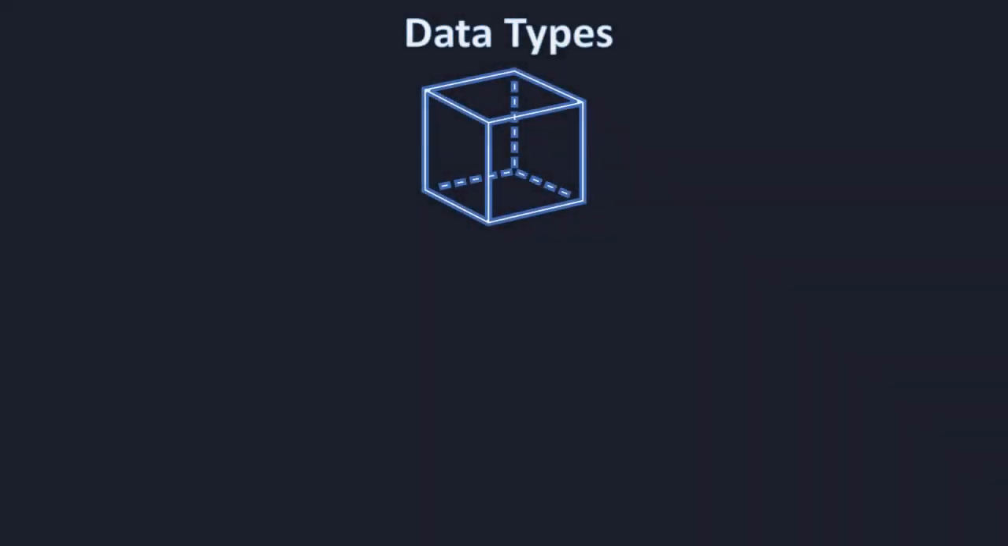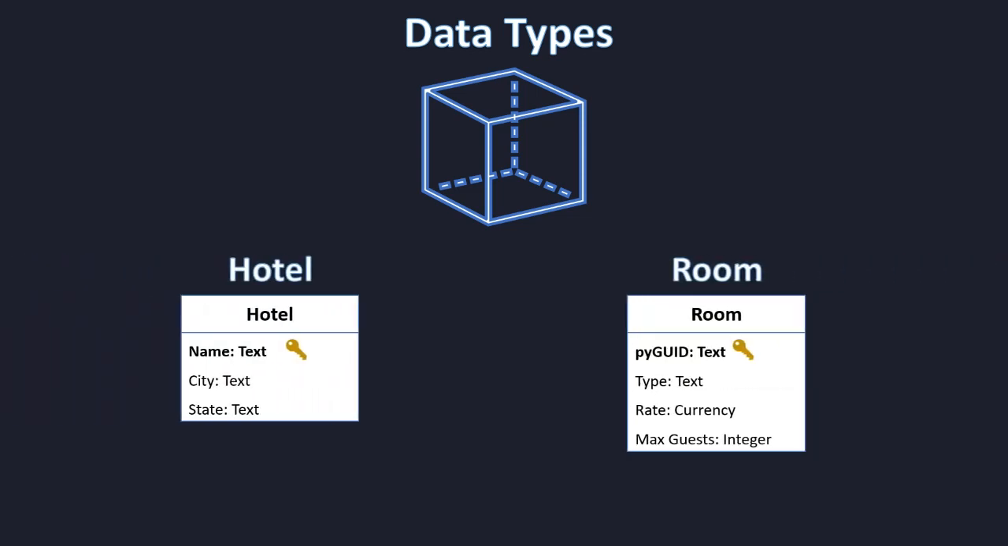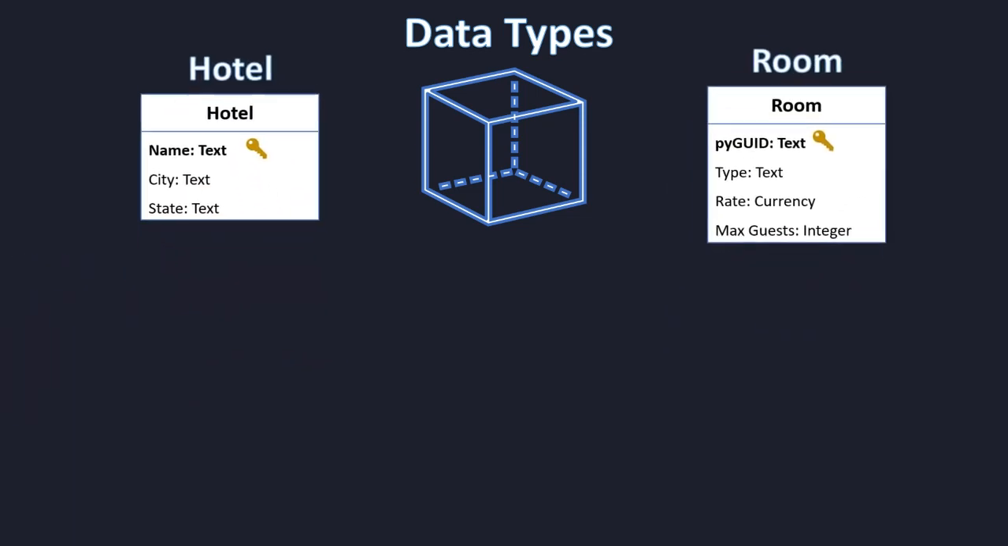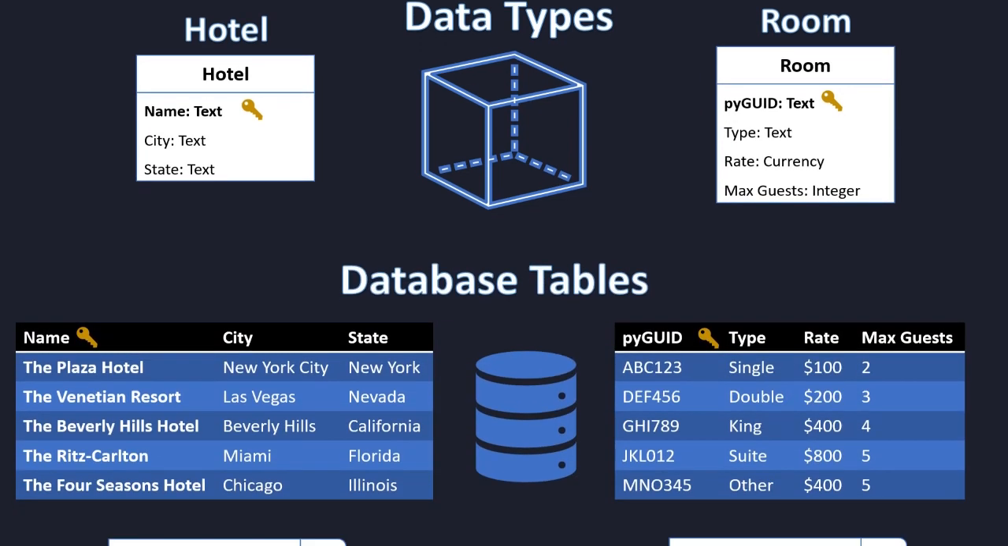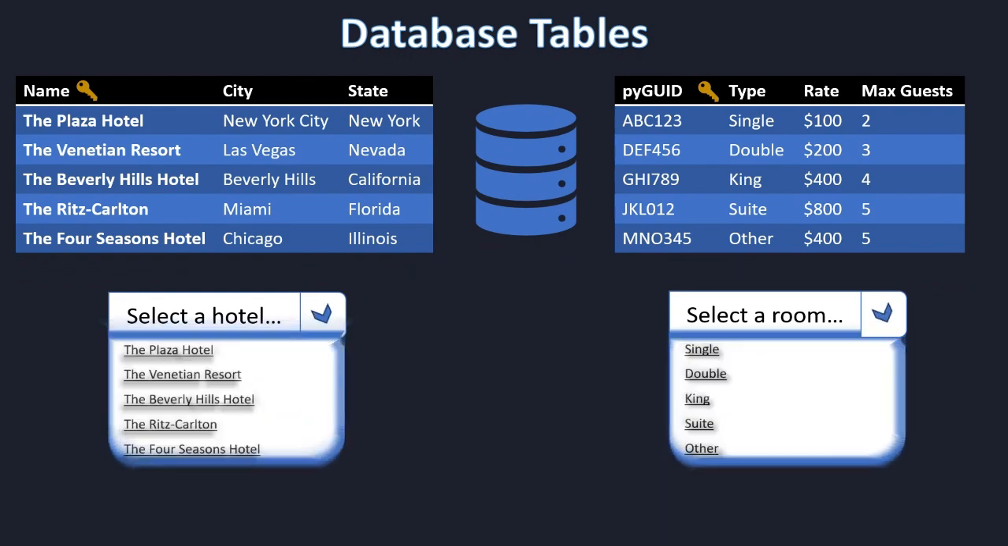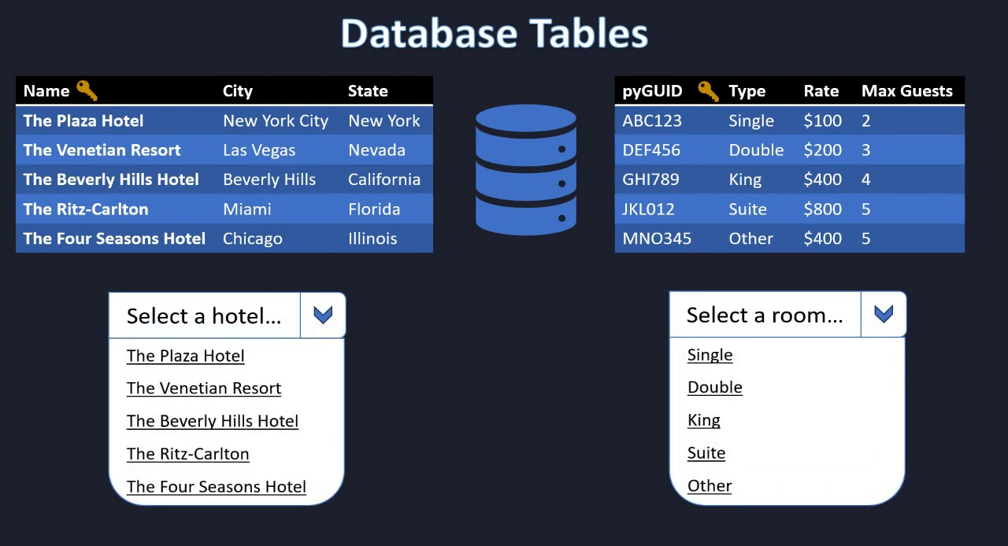Let's do a quick recap of what we did in the last section. We created a data type for the hotel and another one for our rooms. We added some fields and records to both of them. Today, we want to access these records to allow the user to select one of each, select one hotel and select one room. And to do this, we will need to use data pages.